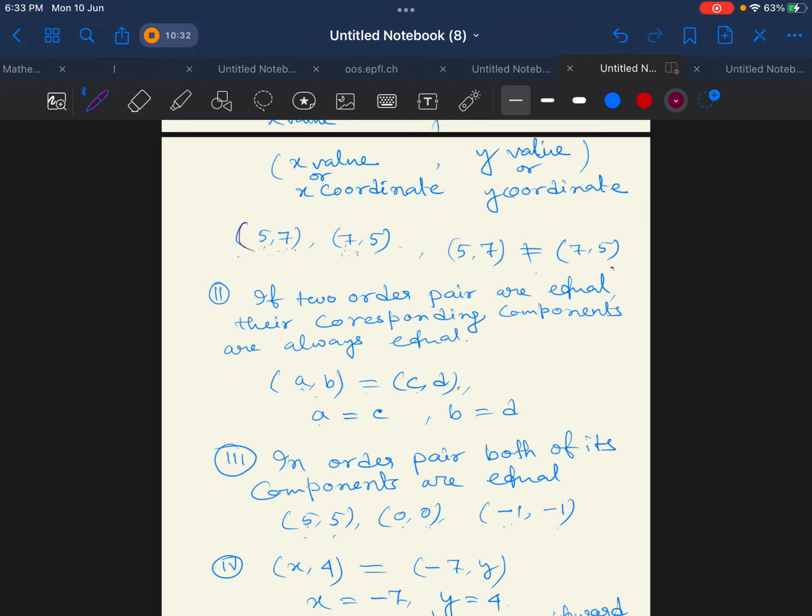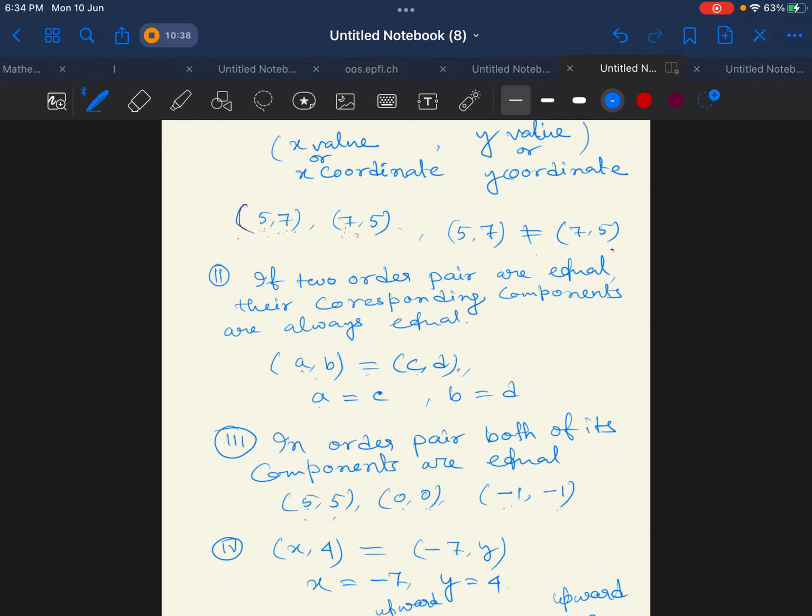Let's take an example, (A, B) and (C, D), two ordered pairs, both are equal. Then we will get A is equal to C, their corresponding first components are always equal, and B is equal to D, their corresponding second components B and D are always equal if the two ordered pairs are equal.